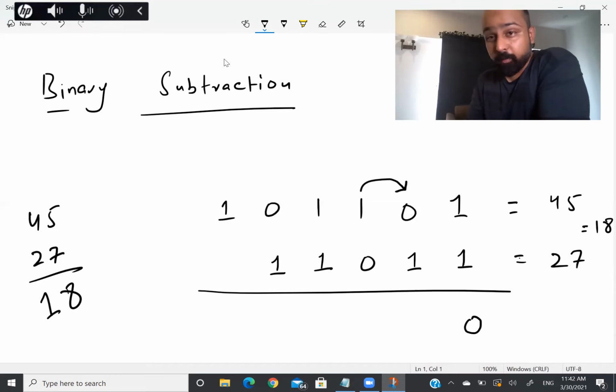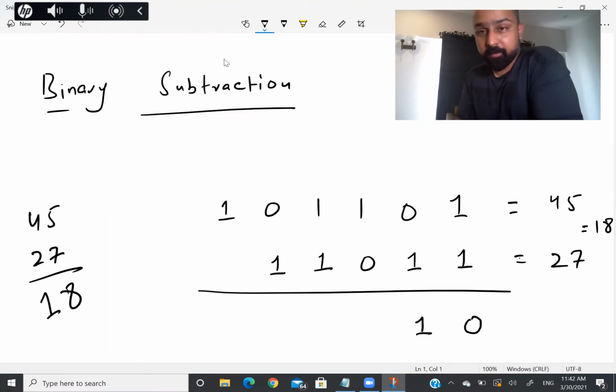Now this phenomenon is important. If you take a borrow from here, this 0 will not become 1, it will become 2, 1, 0. Now out of this 1, 0, if you subtract 1, you will still get 1 as a remainder. Get it? Just rewind, relook, or if you still have any difficulty understanding this, ask me the question.